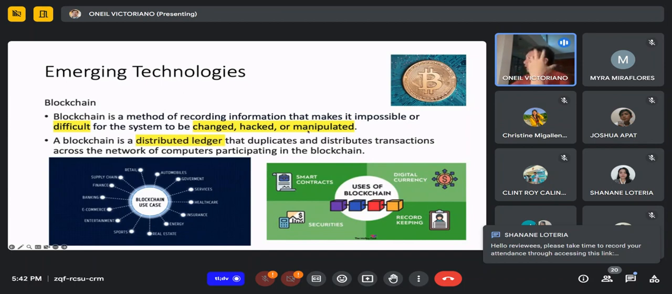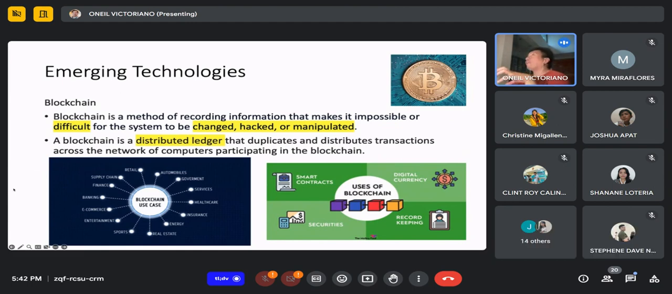Meaning, the idea here is that it shares different data to different blocks. It is quite similar to the term distributed ledger, meaning it duplicates and distributes transactions across the network of computers participating in the blockchain. So these are different transactions for different components.